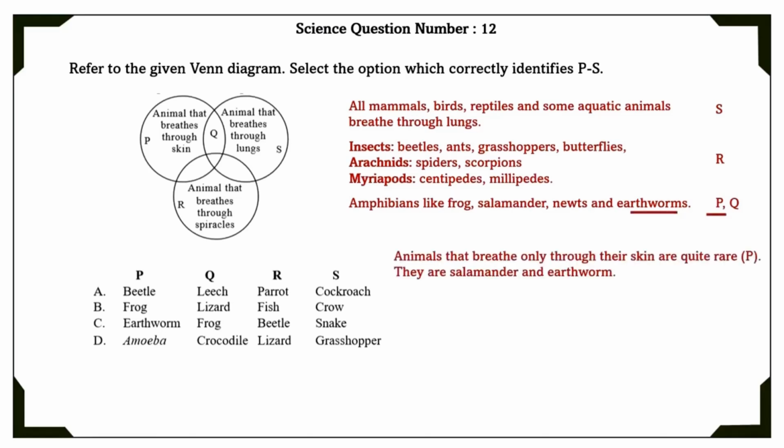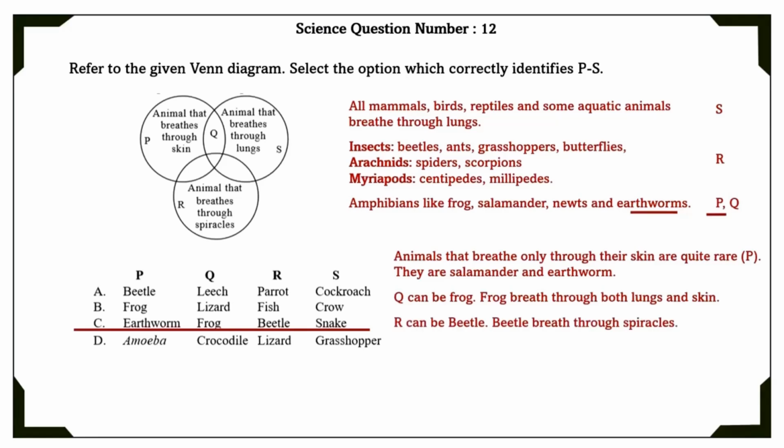Animals that breathe through only their skin are quite rare, that is P. They are salamander and earthworm. As we can see here in the C option, there is earthworm. Q can be a frog. Frog breathes through both lungs and skin. R can be a beetle. Beetle breathes through the spiracles. S can be a snake. Snake breathes through lungs. So the correct option is the C option.